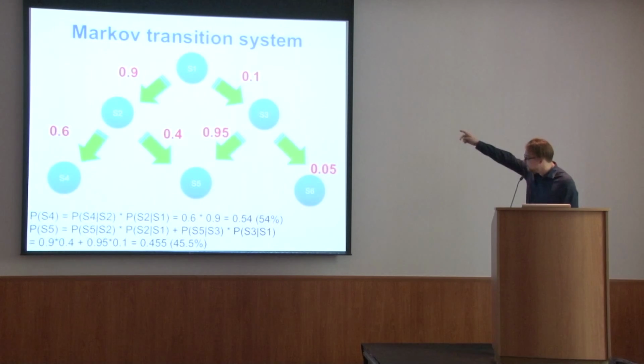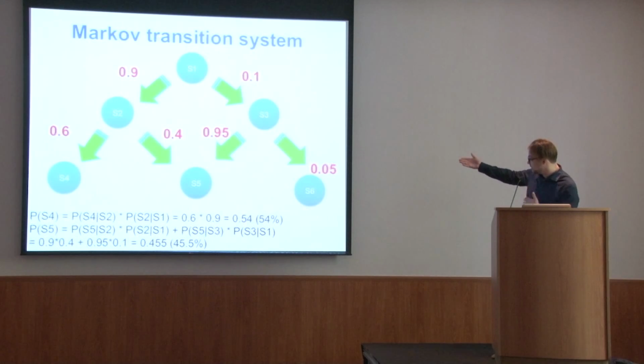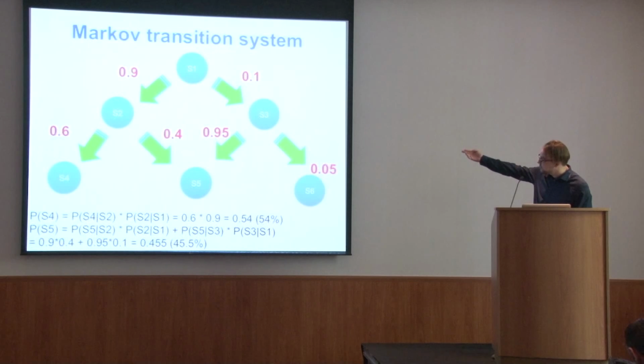You have the right-hand path. You have to add the probabilities this time, and it is the probability of S5 from S3 times the probability of S3 knowing S1. You do the same operation, 0.9 times 0.4 plus 0.95 times 0.1. When you add this all together, it gives you 0.455, which is 45%.